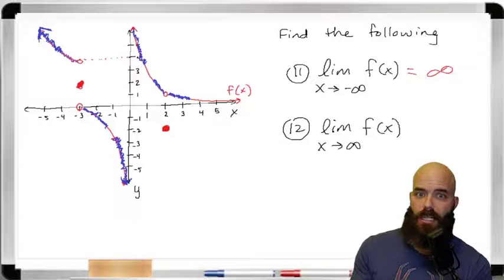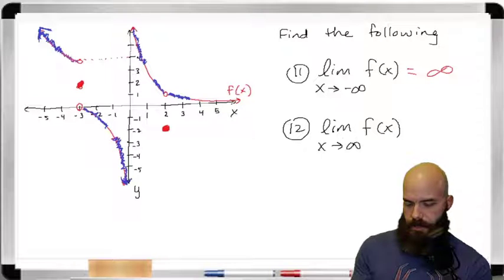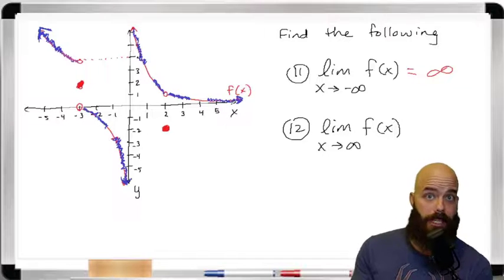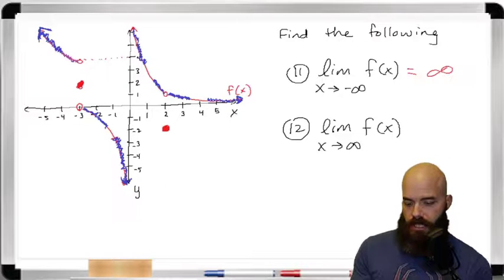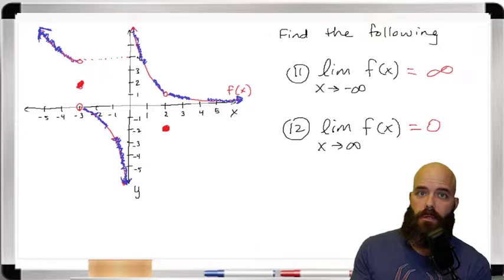And then lastly, what's the limit as x approaches positive infinity? Well, if I trace along, as x increases, this might be a horizontal asymptote. And so as x increases to infinity, the function value begins to approach 0.